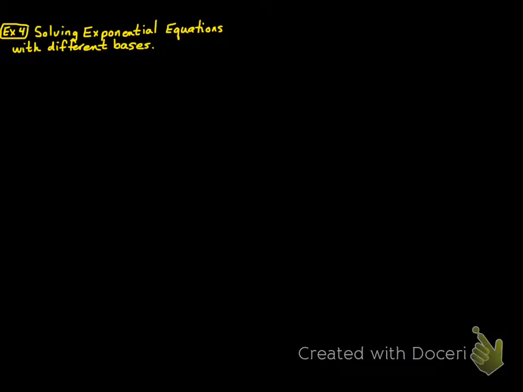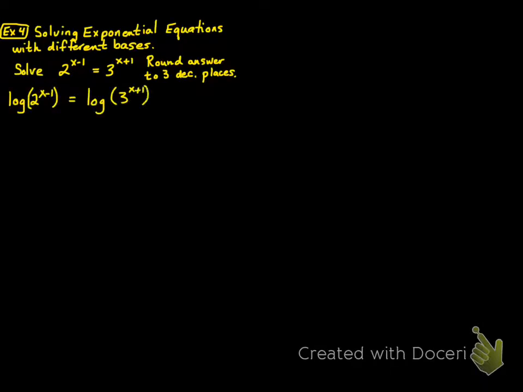Next, we're going to solve exponential equations with different bases. Let's solve 2 to the power of x minus 1 equals 3 to the power of x plus 1. This is why we're using logs. First thing I'm going to do, rounding to 3 decimal places, is take the log of both sides. Log of 2 to the power of x minus 1 is equal to the log of 3 to the power of x plus 1. Now I can bring the exponent down and put it in front.